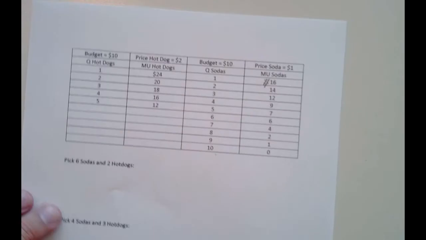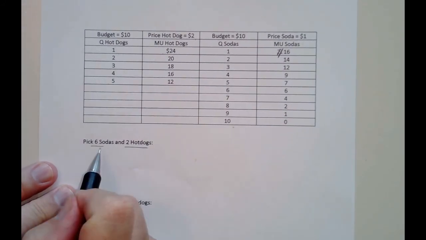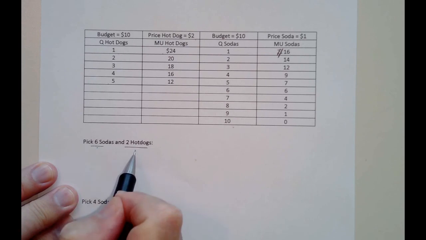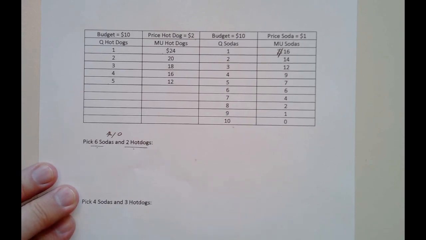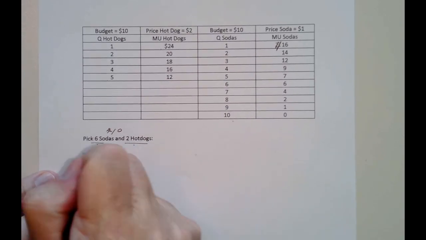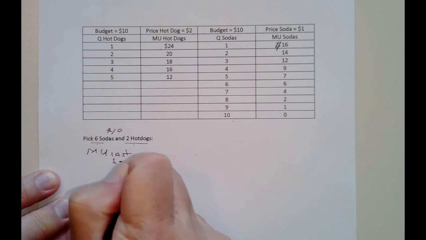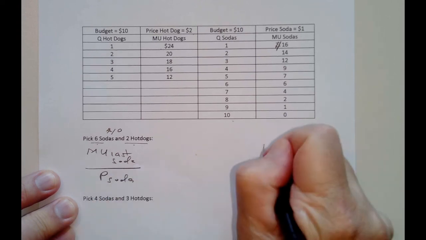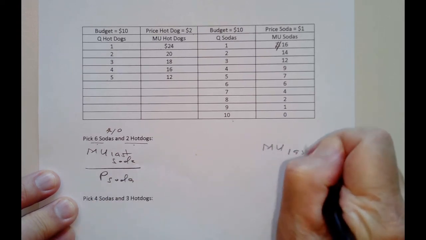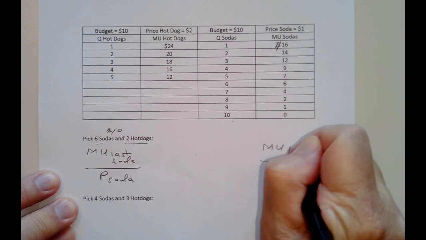So one combination I have right down here is 6 sodas and 2 hot dogs. That'd be 6 sodas is $6, 2 hot dogs is $4, $2 a piece. That's my $10. So one of the conditions of this problem is to spend all $10. And now I want to look at the marginal utility of the last soda I buy over the price of soda. And we'll look at that, the marginal utility of the last hot dog I buy over the price of hot dogs.